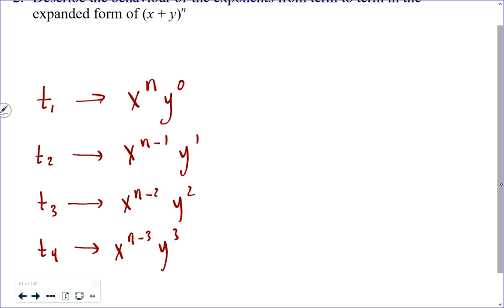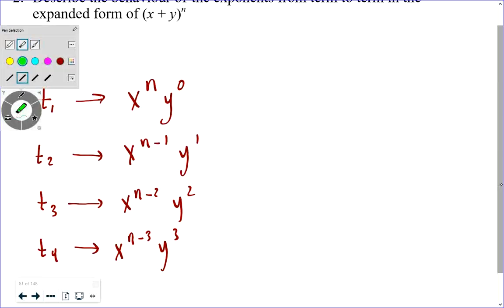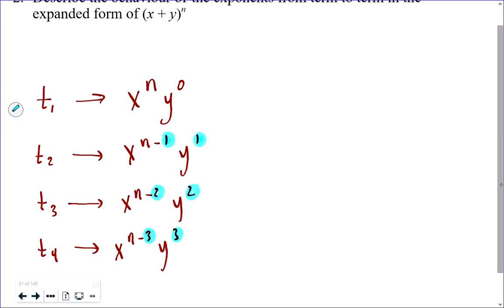And before I draw this to a conclusion, because we still have to talk about what happens at the end, I want you to notice that the number you're taking away from n for the exponent of x is the number that's the exponent for y. And we'll go through this in detail with a different example in a second. But these two numbers are the same. I could even put up top here for the x to the n, y to the 0, I could put x to the n minus 0.